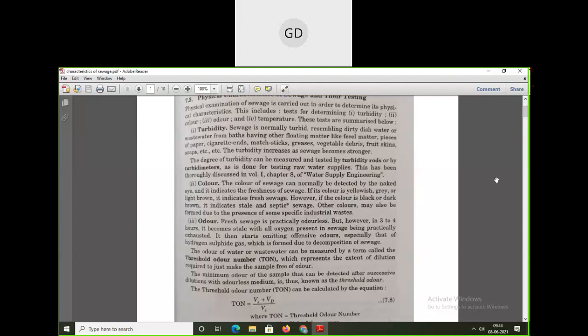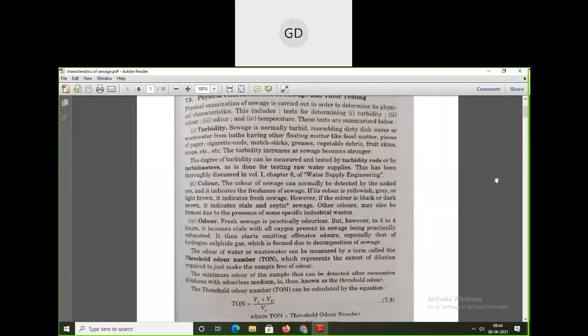In the laboratory you can use turbidimeters and turbidity rods. In a field experiment you can measure it with the turbidity rods. This is similar to what we have done for turbidity, and we know we have three types of turbidimeters: Jackson's, Bailey's, and others. So this is similar. Next is color.